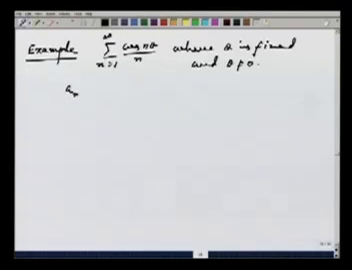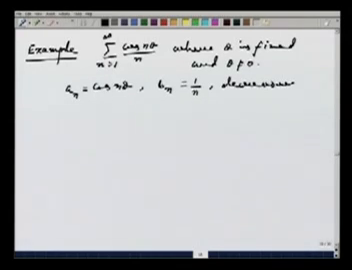So what we want to do is apply the Dirichlet test here. I put A_n equal to cosine n theta and B_n equal to 1 by n. Now the B_n's are decreasing and decreasing to 0, that is clear. So B_n is decreasing and B_n goes to 0.